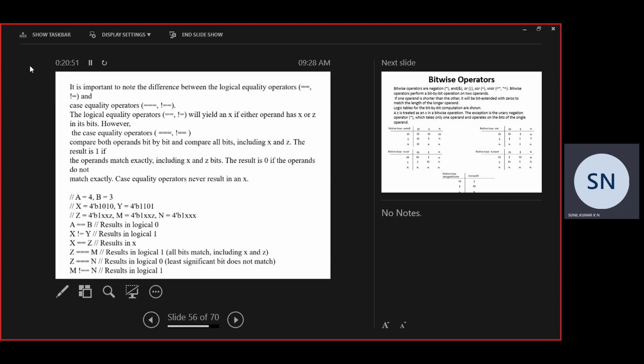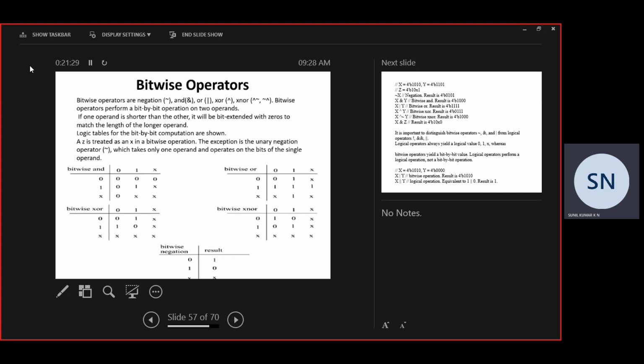Then Z equal to M. Z is 4'b 1XXZ and M is 4'b 1XXZ. Both are the same in all the bit positions, so it is case equal and the output results in 1, which is true. M not equal to N. M is 4'b 1XXZ and N is 4'b 1XXX. So M is not equal to N, and the result is 0. Triple equal means only two outputs. If double equal is there, then you can have three outputs: 0, 1 or X. You should remember that and write it.